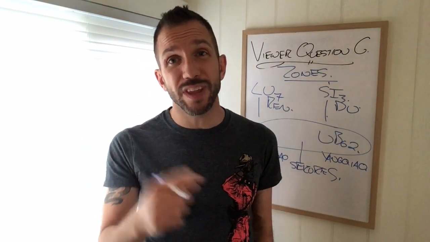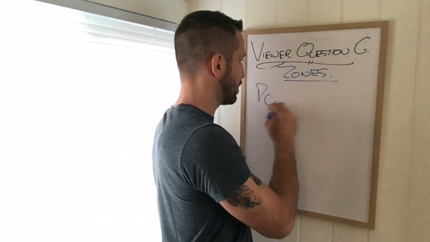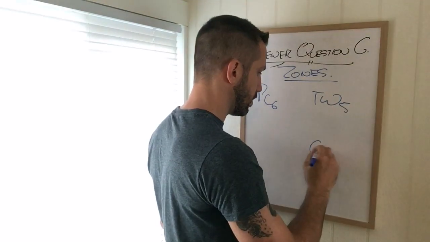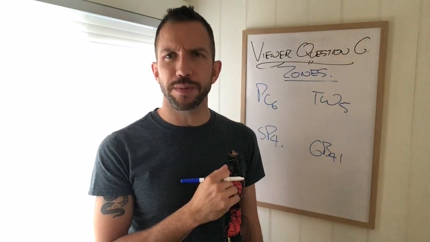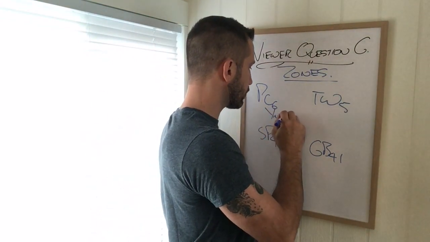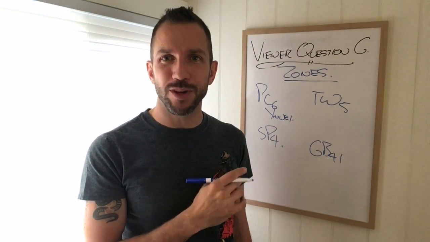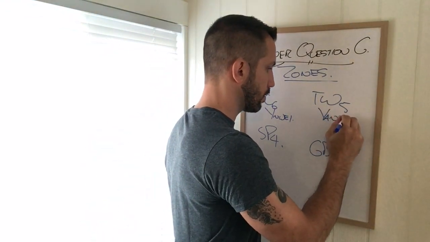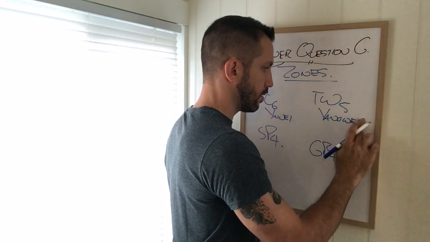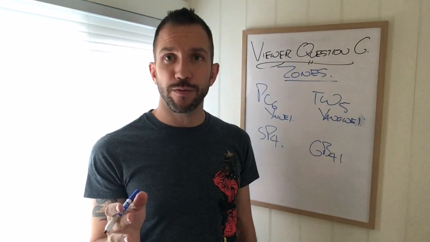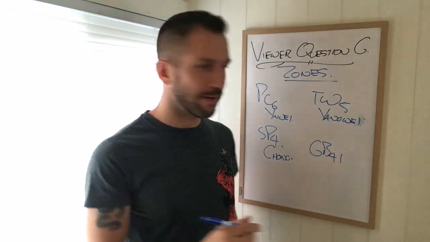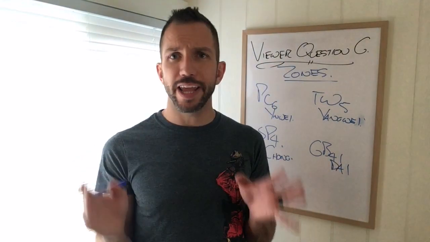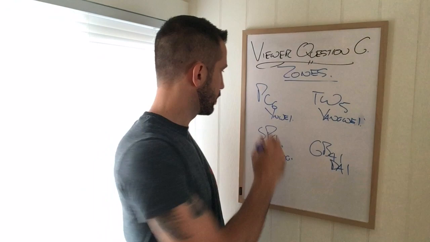I'm going to erase this. We're going to talk about the other 2 pairs. And we're back. So PC6 opens up Yin Wei. Triple Warmer 5 opens up Yang Wei. Spleen 4, Chong. And GB41, the Dai. Again, only works when we pair them up together.